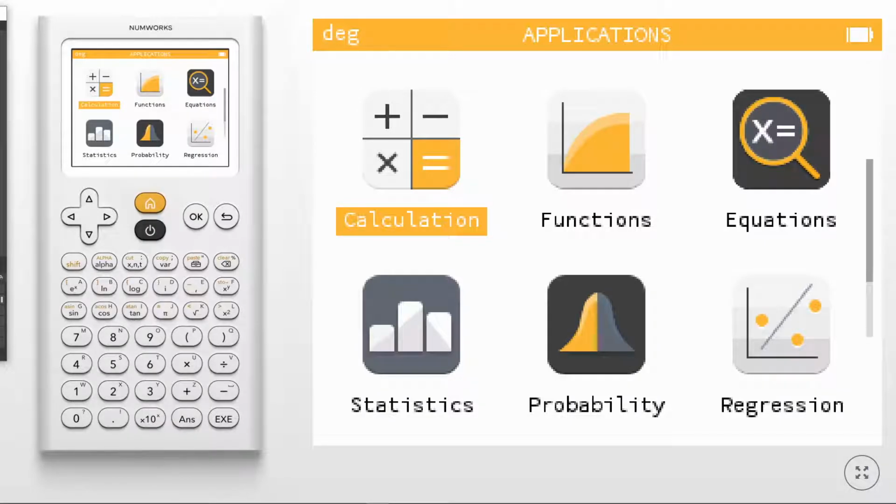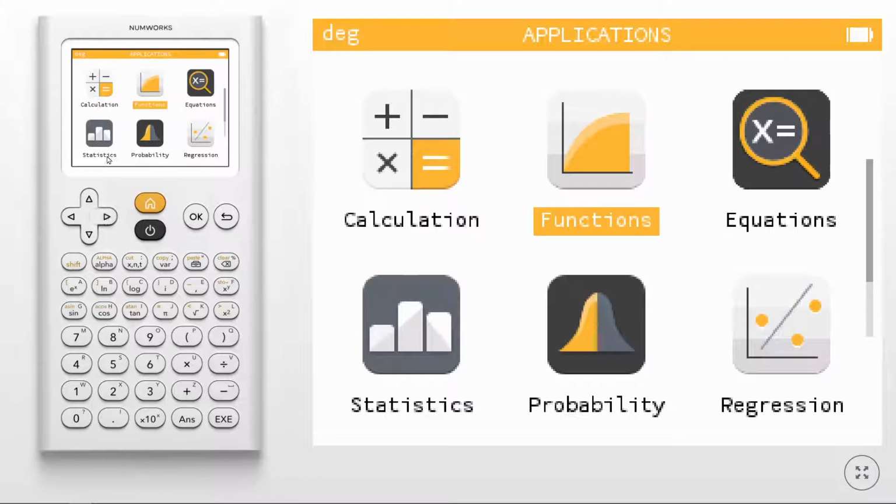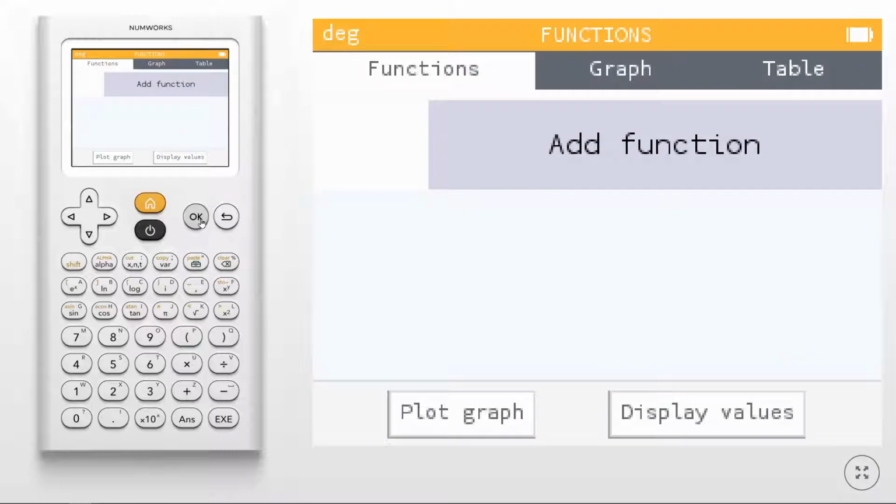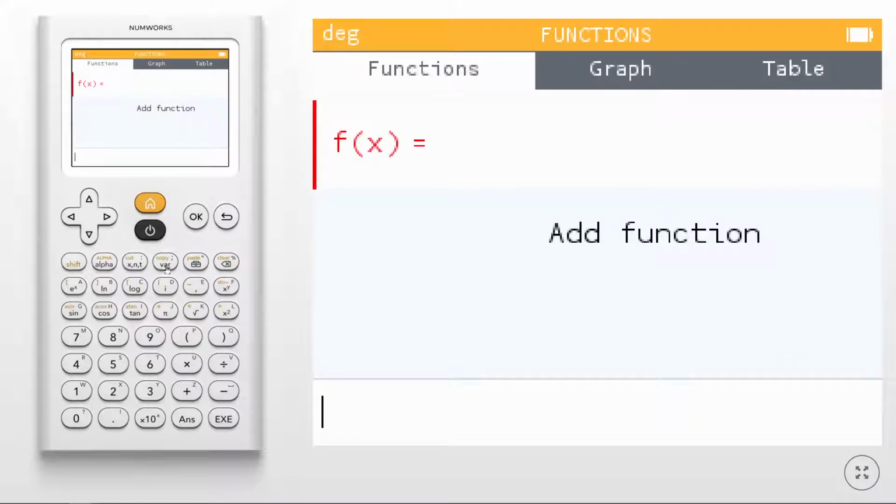Here is an overview of some graphing features of the NumWorks calculator. First of all, we're going to go not to the calculation app, but we're going to move over to the functions app because we're going to enter some functions. The first one, let's make it a quadratic. So let's do x squared minus 3x, let's say minus 5.